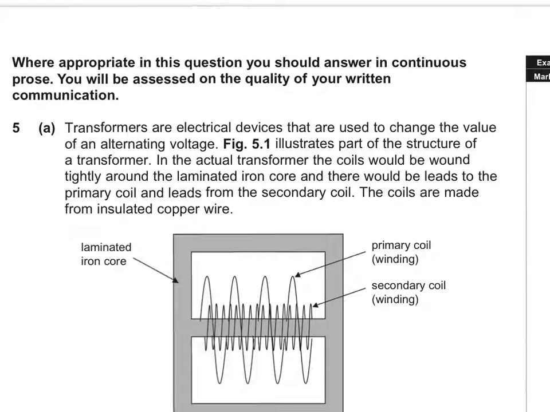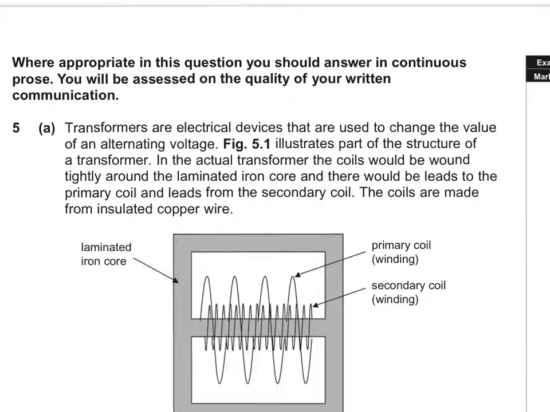Transformers are electrical devices that are used to change the value of an alternating voltage, and figure 5.1 illustrates part of the structure of a transformer. In the actual transformer, coils would be wound tightly around the laminated iron core, and there would be leads to the primary coil and leads from the secondary coil. The coils are made from insulated copper wire. And you can see here we've got both sets of coils wound on a central pillar of the core.